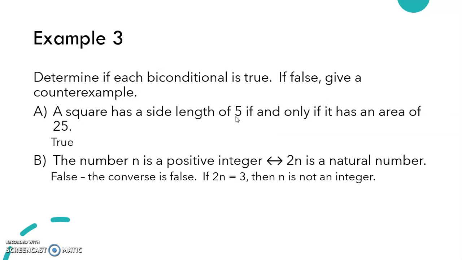B is false, because if I have any number that is positive, then 2 times that would still be a natural number. But if 2n is any number like 3, then the number n is not an integer, because if I divide, n is going to be 1.5, which is not an integer. Integers do not have decimals. Okay, a lot of that is remembering those terms from algebra.